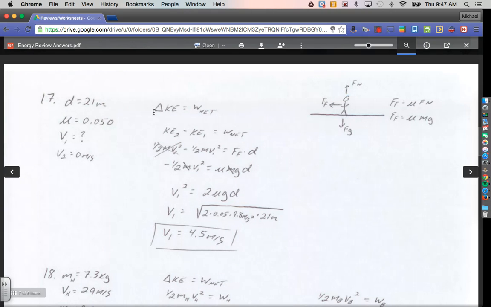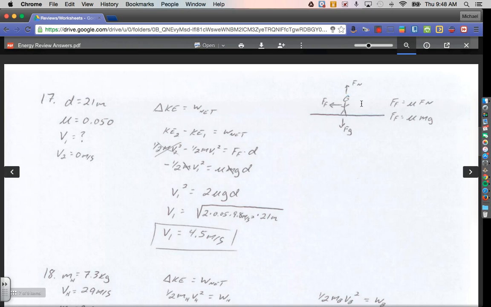We're going to take a look at our work energy theorem, which is the change in kinetic energy equals the total work. Now the kinetic energy at the end of the problem is 0 because the skier comes to rest. So that's why this is canceled out right here. KE2 goes away. So that's going to leave me with initial kinetic energy equals the total work done. And the initial kinetic energy is 1/2 mv squared equals the force of friction times distance, because the force of friction is the force doing the work to make the skier stop.